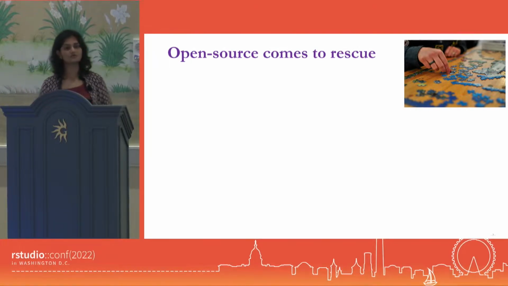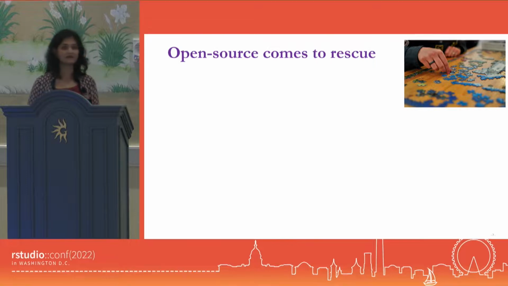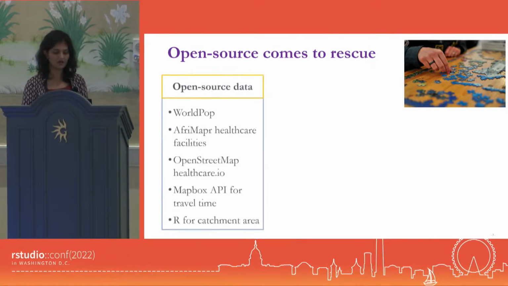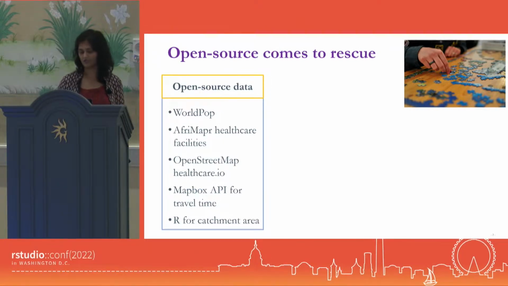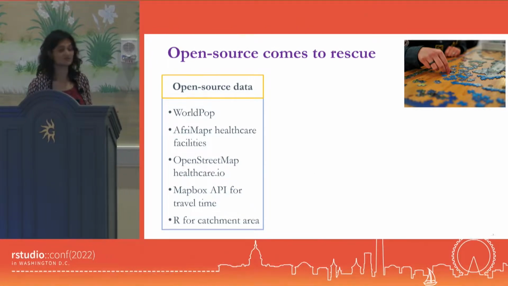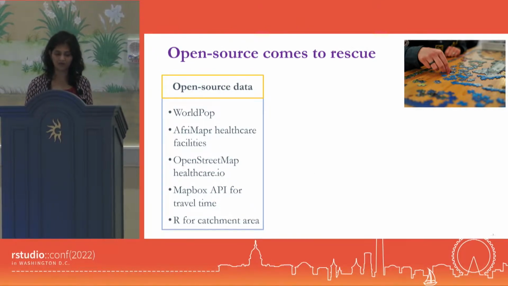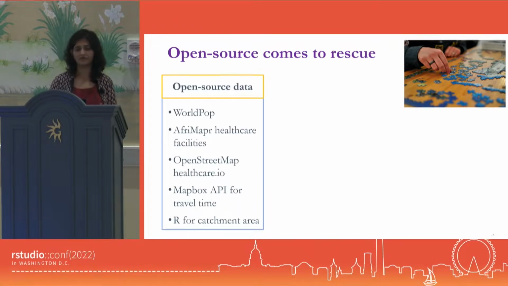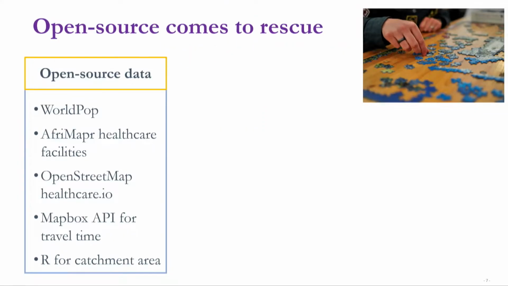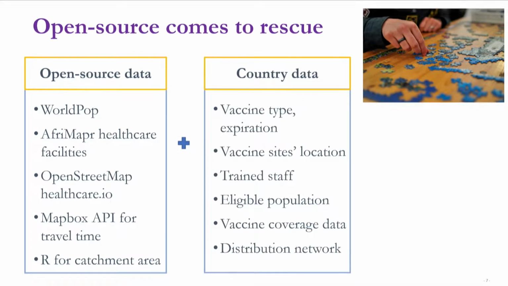So we decided to use some open source data, pull in whatever proprietary data we could get from the government, and combine all of that to create a vaccine allocation tool. This is a list of all sorts of open source data that we pulled into our tool. We pulled in population data from WorldPop. There was data on healthcare sites across sub-Saharan Africa. Then we were able to use a bunch of R packages to calculate travel time, to calculate catchment area for vaccine sites. And that combined with a lot of country data.